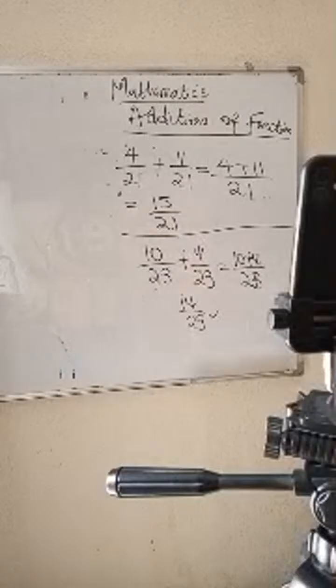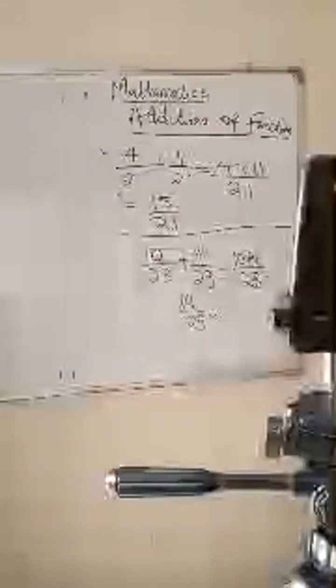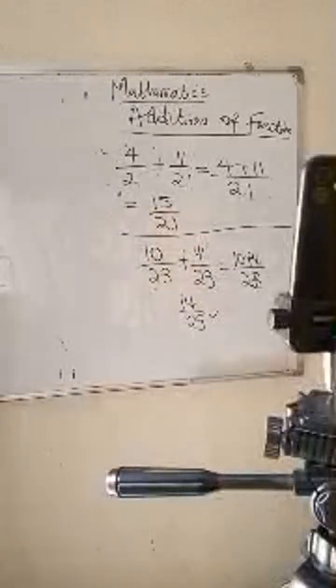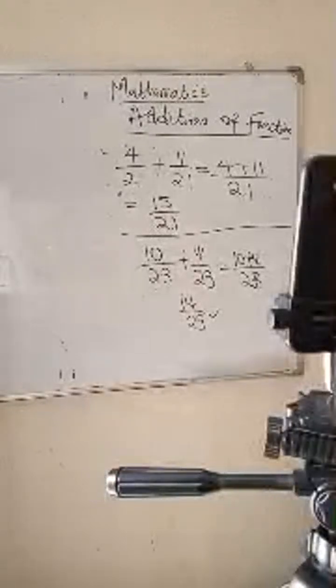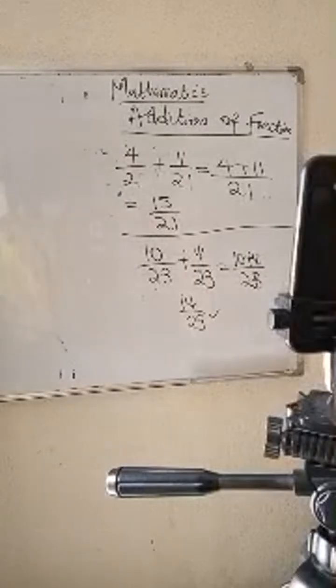To add fractions together, as I told you, we notice that the denominators are the same. So to add it, we are going to add the numerators and keep the denominator what? Constant. Add the numerators and keep the denominators constant. Okay? So that's the simple way of adding two fractions together.